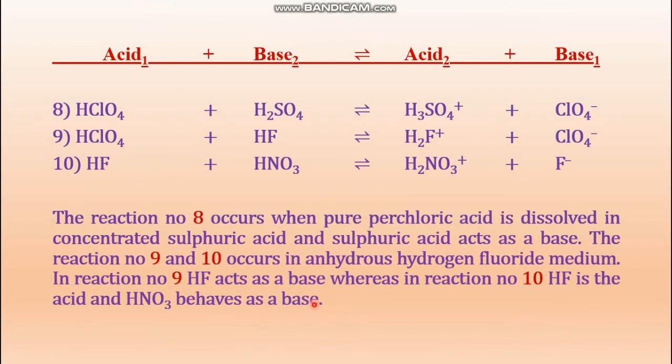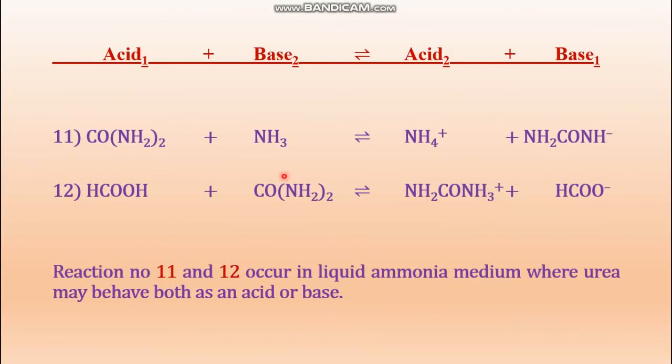There was one more example left, that is nitric acid, which is also a very strong acid, but in presence of hydrofluoric acid. So we can make a sequence: perchloric acid greater than hydrofluoric acid greater than nitric acid. Okay. Next example 11 and 12. Urea, when it reacts with ammonia, is an acid. When urea reacts with formic acid, it is a base. So look out at their conjugate acids and conjugate bases.